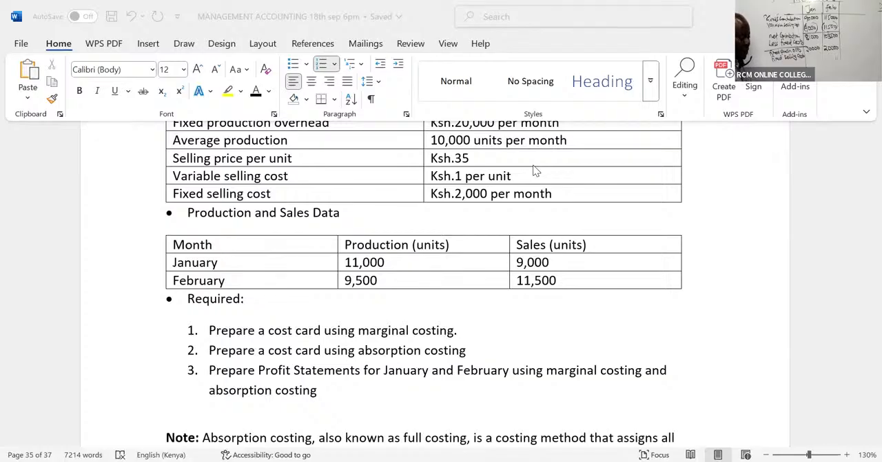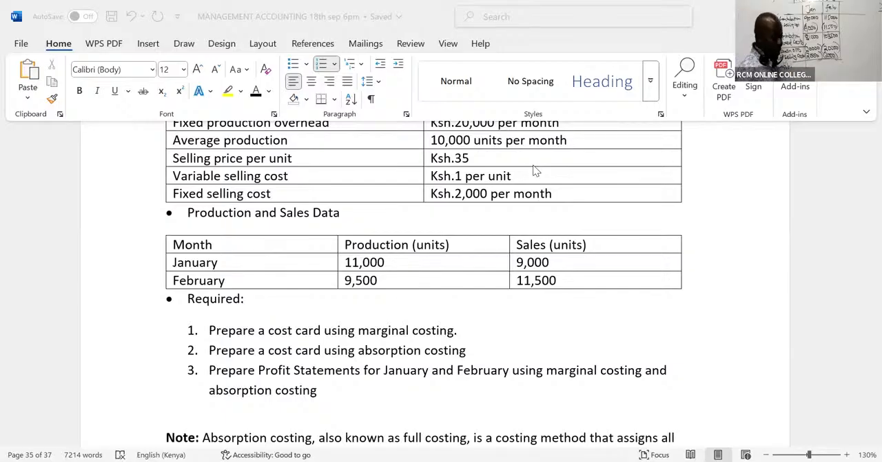And then we have the fixed selling cost. Are you able to see the fixed selling cost of 2,000 per month as well? Now you are able to get our profit right away. So for January, it will be 81,000 minus 20,000 minus 2,000.